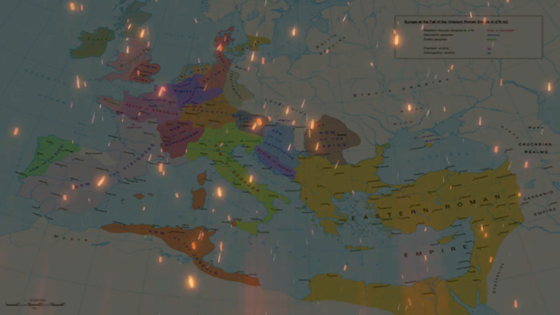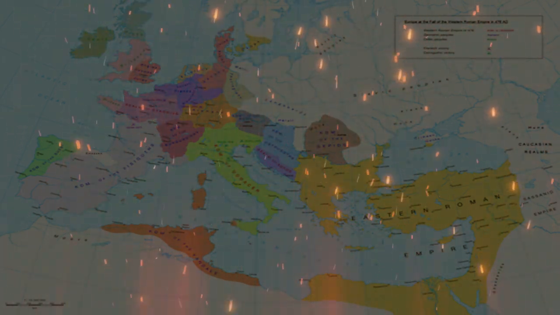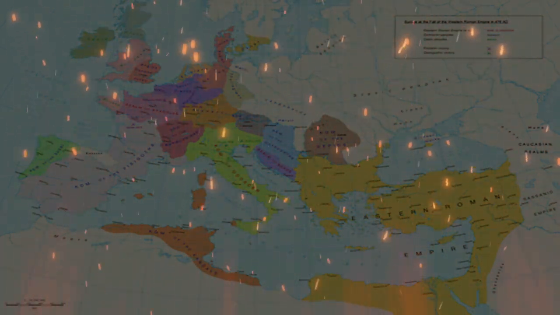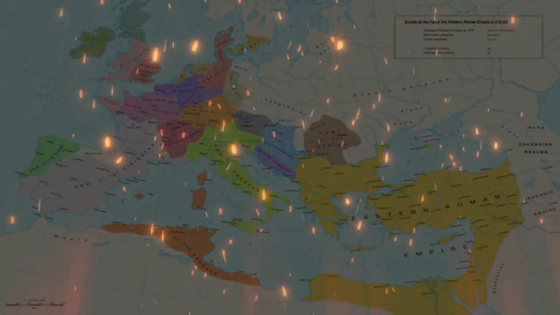Early Middle Ages. The political structure of Western Europe changed with the end of the United Roman Empire.